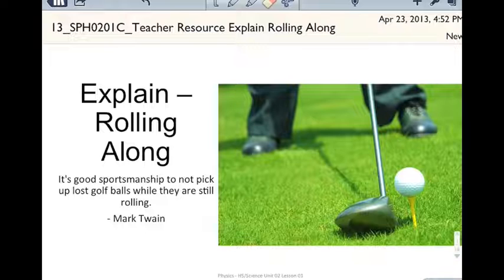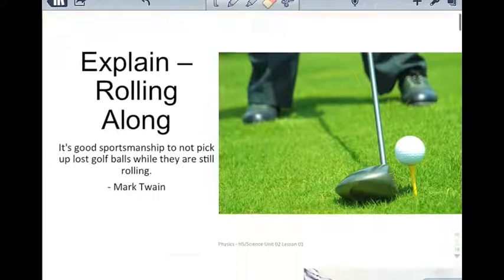It's good sportsmanship to not pick up lost golf balls while they're still rolling, from Mark Twain. So you don't want to do that. So let's take a look at what we know.